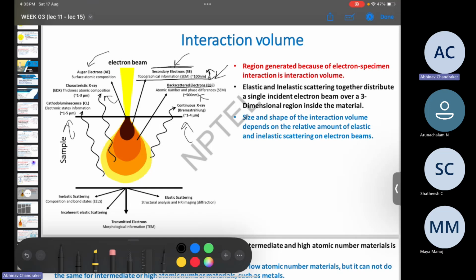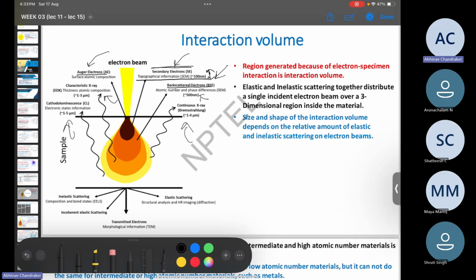So all of these signals: you can have secondary electrons, backscattered electrons, Auger electrons. These have not been talked about in detail yet, but I think in the upcoming lectures they'll be taught more. Also, we have X-rays coming out. So there is characteristic X-ray, something called cathodoluminescence, and continuous X-rays. Why and how they are generated, I think, will be covered in the future lectures.